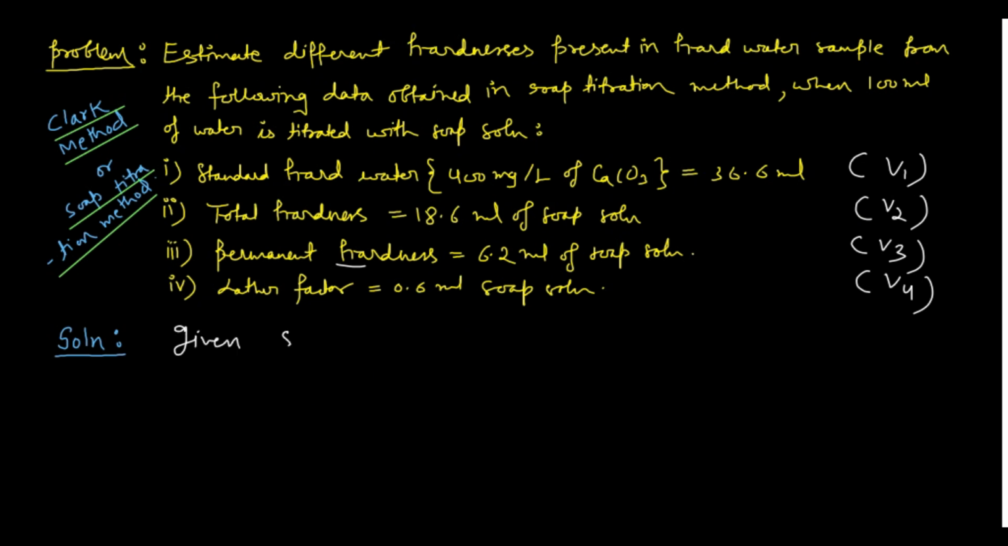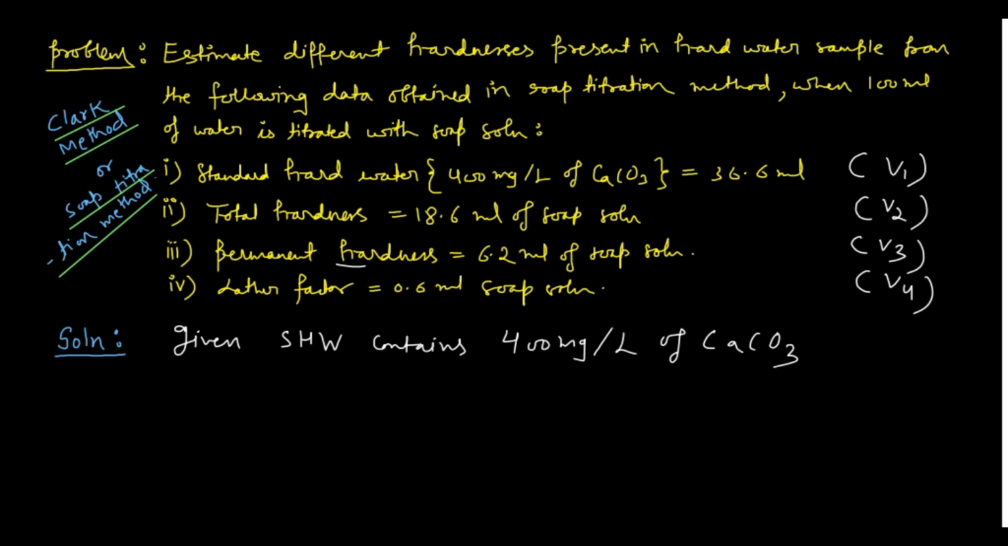Given, I am writing SHW. SHW stands for standard hard water, and that standard hard water contains 400 milligram of hardness, which is of course calcium carbonate equivalent, milligram per liter of CaCO3. This is given in the question itself, right? You see here, 400 milligram per liter of calcium carbonate is dissolved in the standard hard water. So its strength is given here.